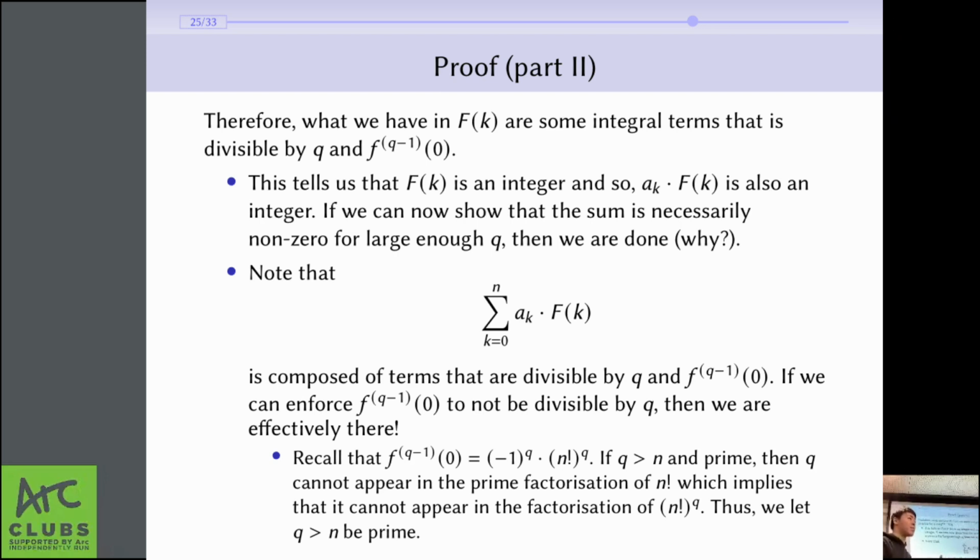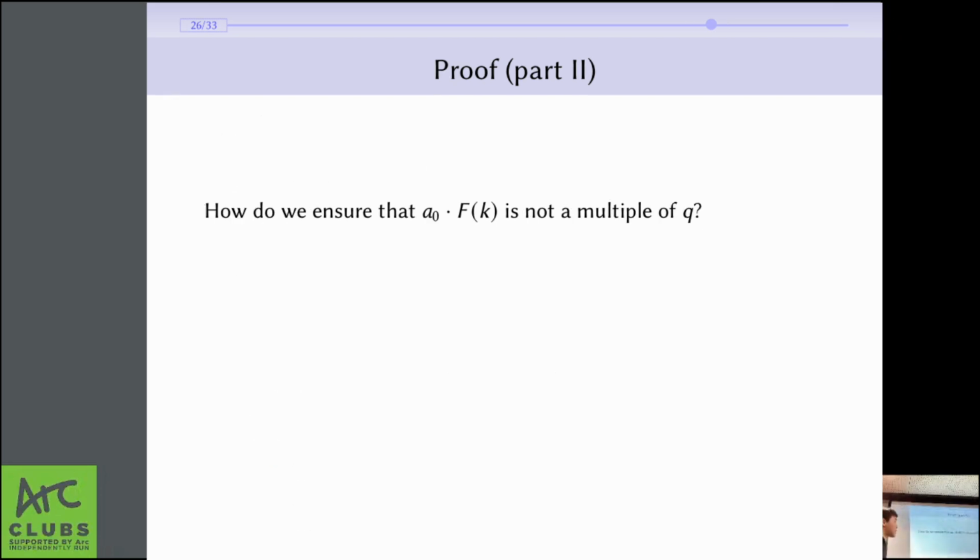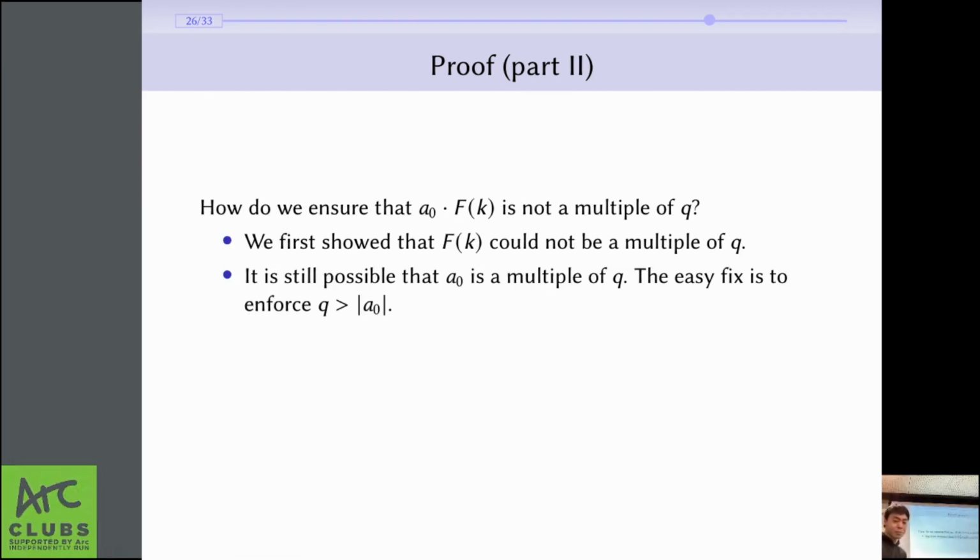We don't really care about what happens for small q, but for large q, this works. So what we said here was f of k was not a multiple of q. But that doesn't imply that a sub 0 times f of k is not a multiple of q. So how do we ensure that a sub 0 times f of k is not a multiple of q? Well, what we can do is just set q to be greater than the magnitude of a0.